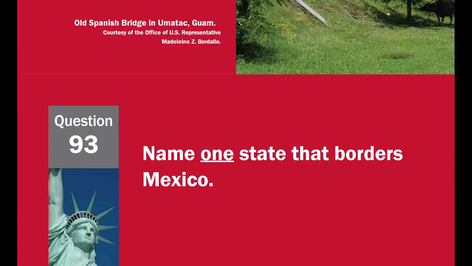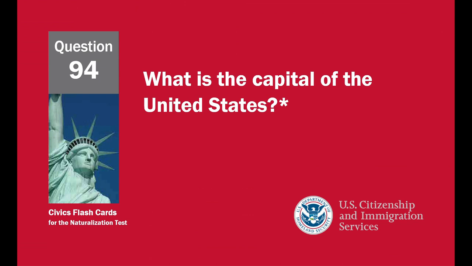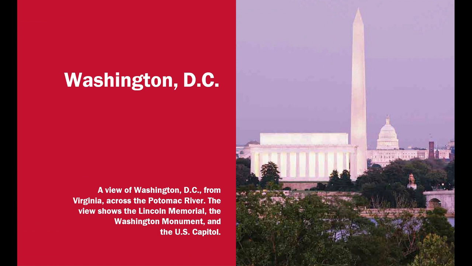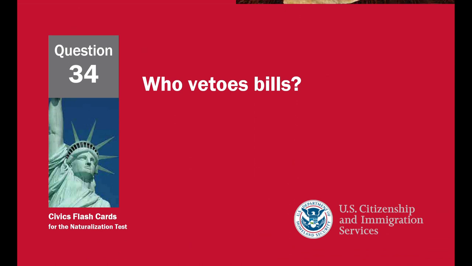Name one state that borders Mexico. California. What is the capital of the United States? Washington, D.C. What do we call the first 10 amendments to the Constitution? The Bill of Rights. Who vetoes bills? The President.